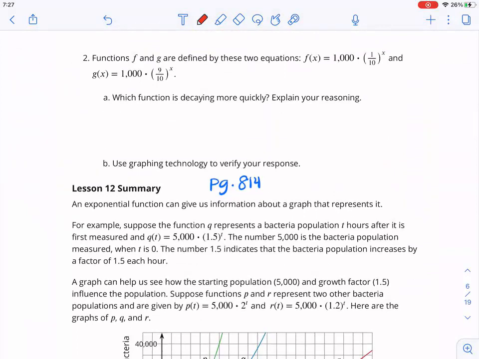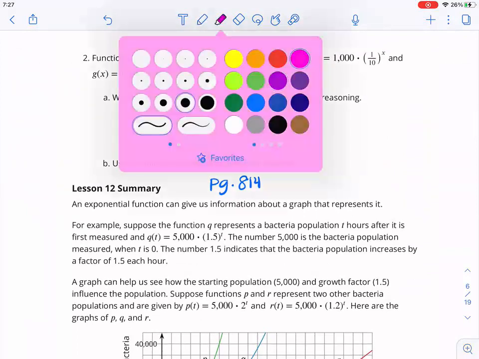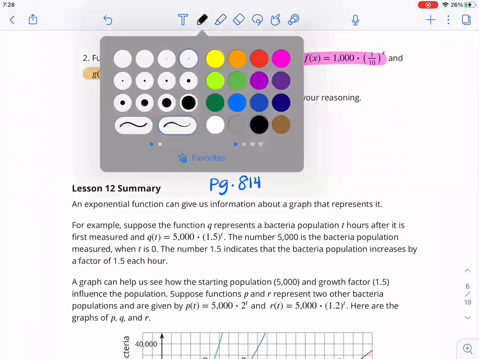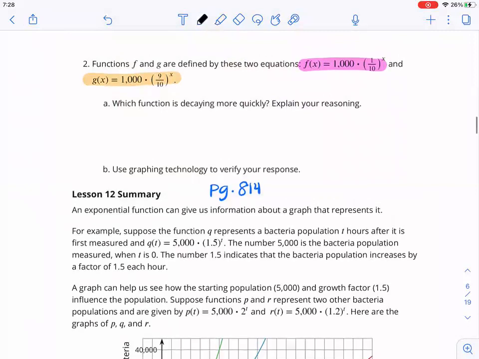Functions f and g are defined by these two functions. F, which is 1,000 times 1/10 to the x power, and g of x, which is 1,000 times 9/10 to the x power. Which function is decaying more quickly? Explain your reasoning. And then B says, use graphing technology to verify your responses. Okay, so for f of x, if 1/10 is what's remaining, because that's the number that's inside the parentheses, that means it's going to decay by 9/10. And then g of x, if 9/10 is in the equation, it's actually going to decay by 1/10.